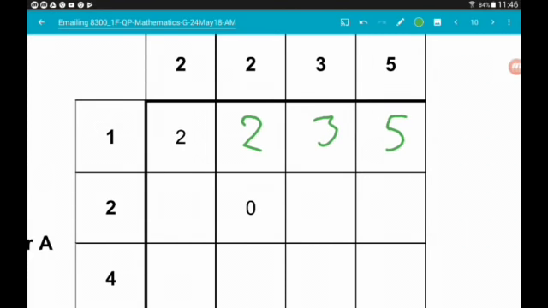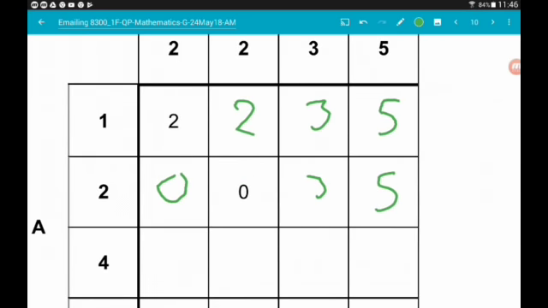Second row, if we get 2 2s, the score is 0. A 2 and a 3 would be 3. A 2 and a 5 would be 5. Third row, 4 and 2 would be 4. 4 and 2 would be 4. 4 and 3 would be 4. 4 and 5 would be 5.